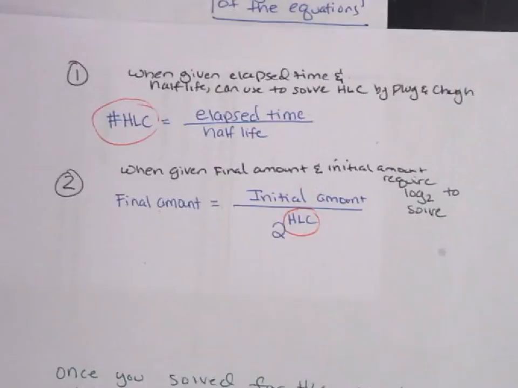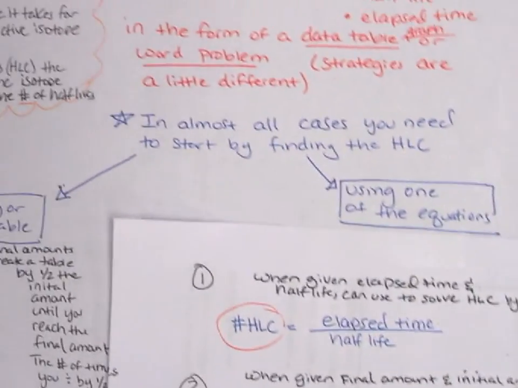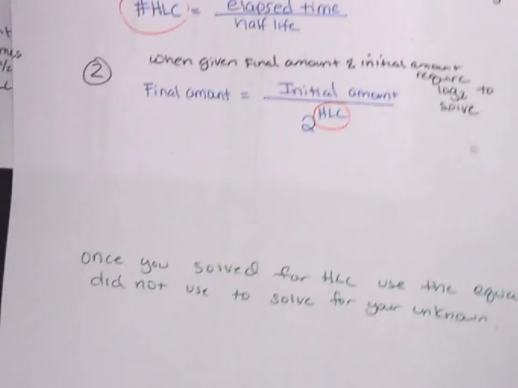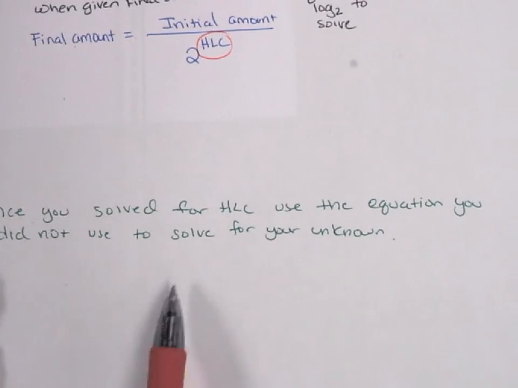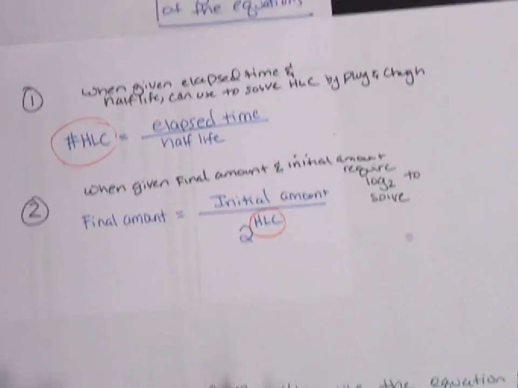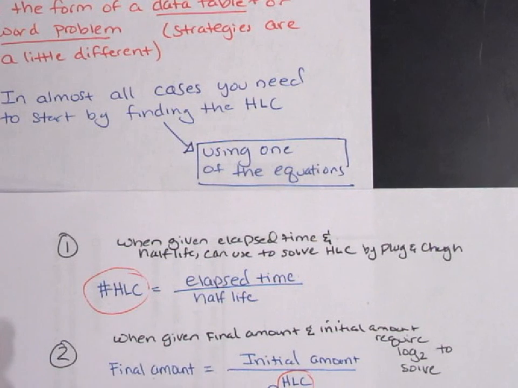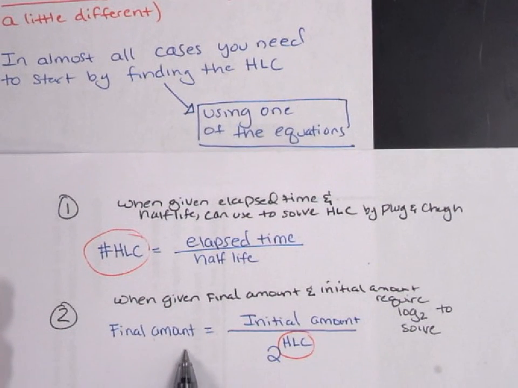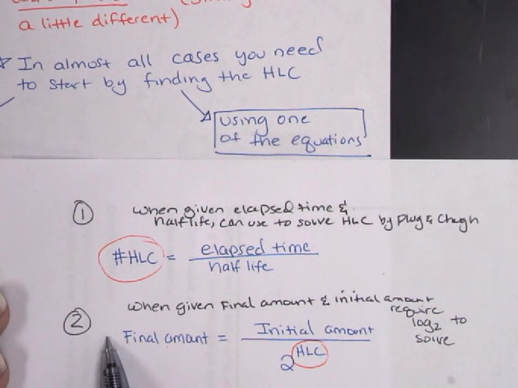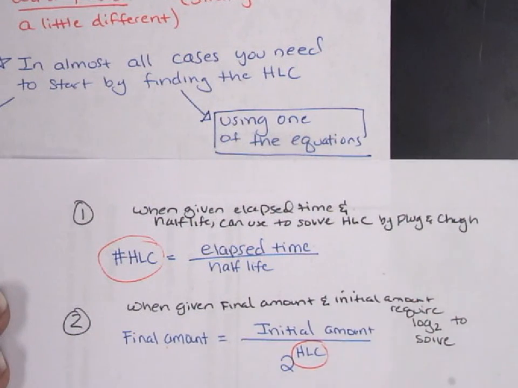Once you have solved for your half-life cycles using either the table or these equations, then you can go ahead and solve for whatever it is that you're asked to find in the problem, using the other equations. For example, if I use equation 1 to find my half-life cycle, then I'm probably going to have to use equation 2 to find my unknown, what the problem is asking me to find. On the other hand, if I used equation 2 to solve for my half-life cycle, then I'll probably have to use equation 1 to solve for my unknown. So that's typically how these problems work.